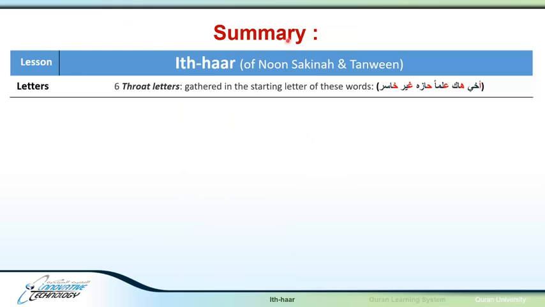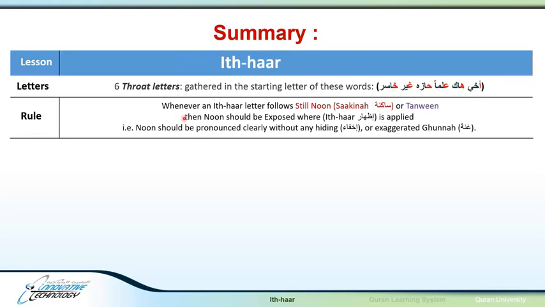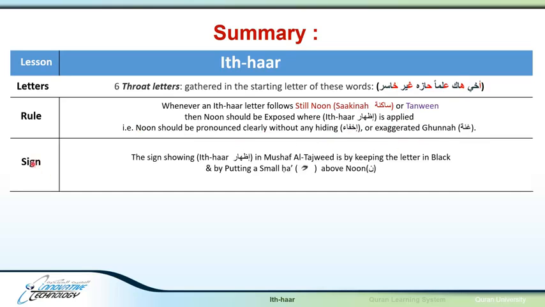Now let's summarize what we have learned in this lesson in one slide. We've learned that Ith'haar for Nun Sakinah and Tanween has 6 throat letters gathered in the starting letters of these words: أخي هاك علما حازه غير خاسري. The Hamza, the Ha, the Ayn, the Ha, the Ghain and the Kha. Whenever one of these letters follows the Nun Sakinah or Tanween, the Nun should be exposed, meaning pronounced clearly without any hiding or exaggerated Ghunnah. The symbol for Ith'haar in Mus'haf al-Tajweed is nothing special: we leave the normal black color for the Ith'haar letters, yet we leave a small Ha above the Nun as a reminder of Ith'haar for that Nun.